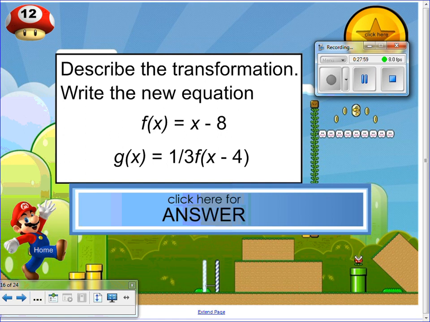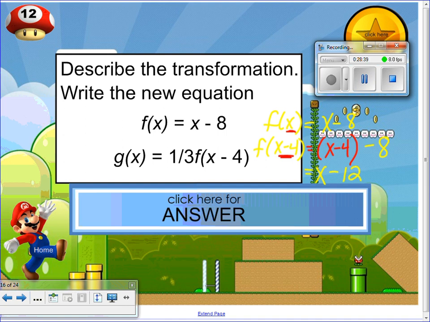So order of operations says to take care of what's in parentheses first, then do multiplication. So we're going to take care of the f of x minus 4 part first. What you have right now is f of x equals x minus 8. Remember, f of x minus 4 says to swap out the x with x minus 4. So what we have is x minus 4 minus 8. Okay, so what that gives us is x minus 12.